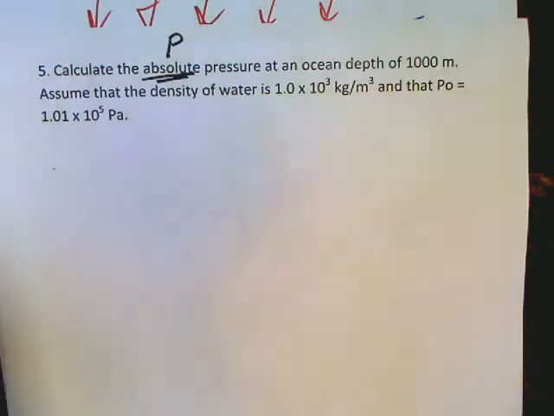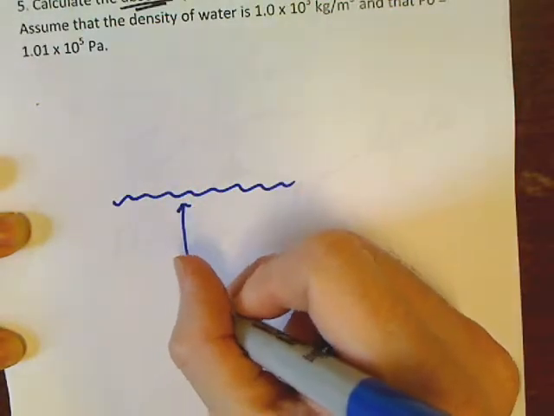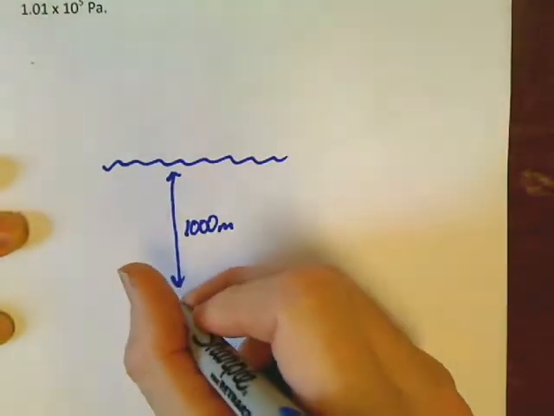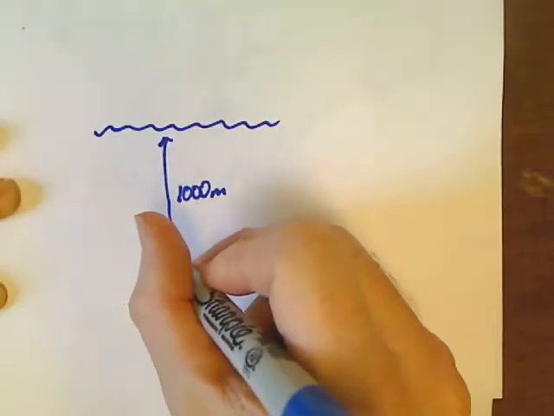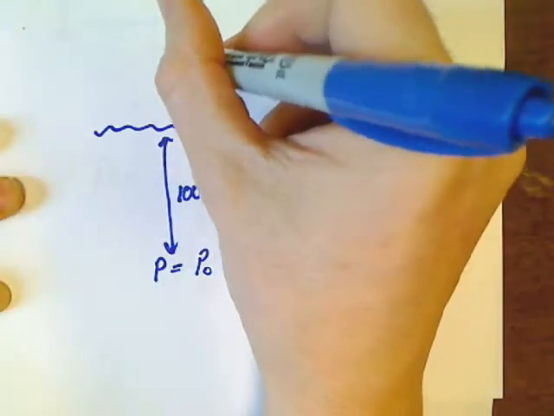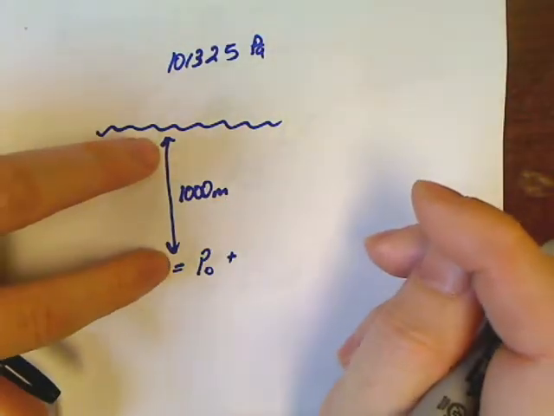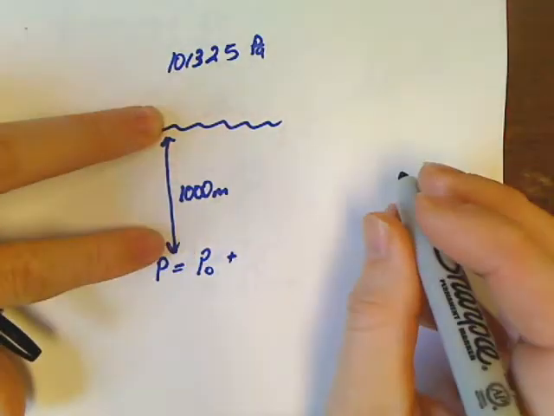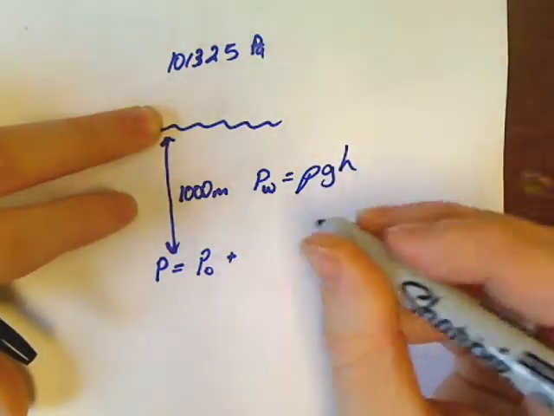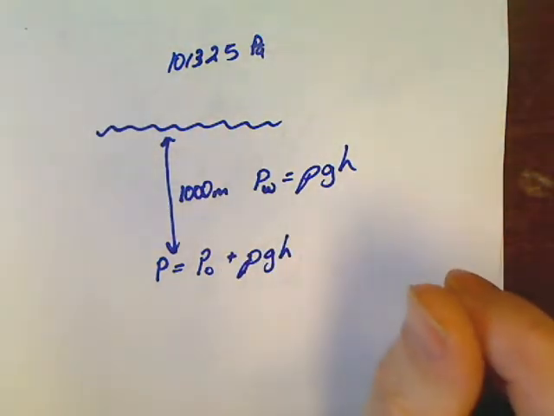So in this problem, here we go. Let's draw our ocean out here. Somebody or something is 1,000 meters under the surface of the water. All you have to think is, what is the pressure at this point? The pressure at this point would be equal to the air pressure up here, which is 101,325, plus the pressure created by this water. And the pressure of this water is just that rho g h equation. So all we're going to do is add rho g h. So there is the pressure down underneath here.